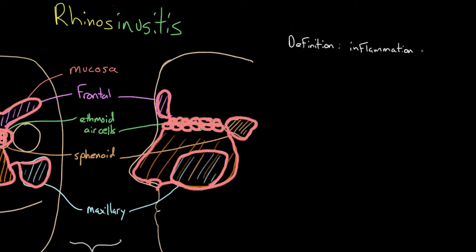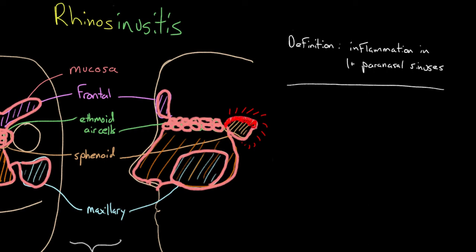So the definition of rhinosinusitis is inflammation in one or more of these cavities. Let's say, for instance, that the sphenoid sinus in this patient in this cartoon is inflamed. So that mucosal tissue that lines that sphenoid sinus is going to become red and irritated and inflamed. And the first thing that most patients notice is going to be pain.